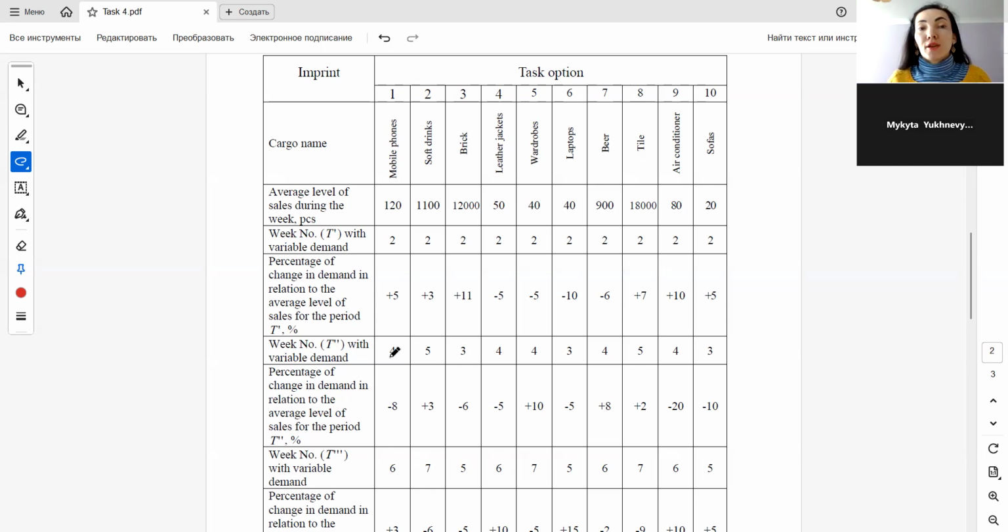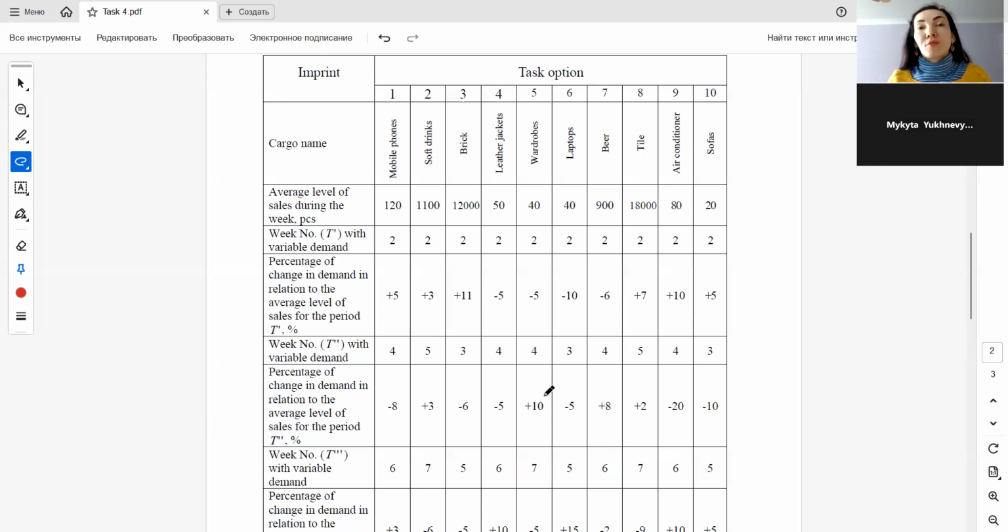For example, for the first variance, the next change is in the fourth week, and so on. Remember this information or write it somewhere on paper near your calculation. And how this demand changes, for example, for the first variance, it is minus 8%, for the second variance plus 3%, and other changes. Sometimes, for example, for variant 9 with air conditioner, the change is minus 20%, a really big change.